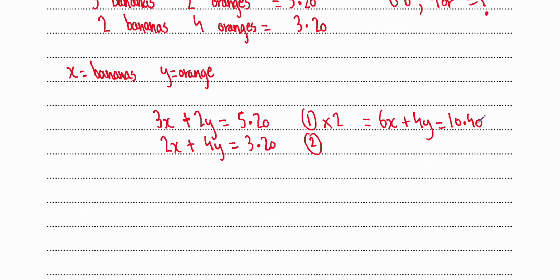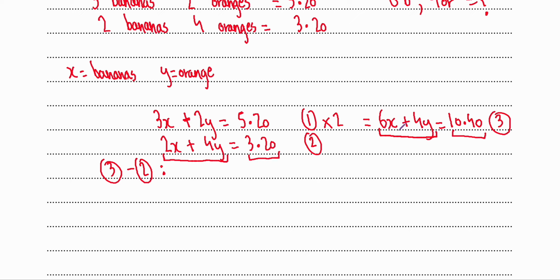So what can we do? Well, call this equation 3. This 6x plus 4y is equal to $10.40. If you did equation 3 minus equation 2, what would you get? Well, you can take this part right here and subtract from this part right here. And you can take this part, $3.20, and you can subtract from $10.40 here.